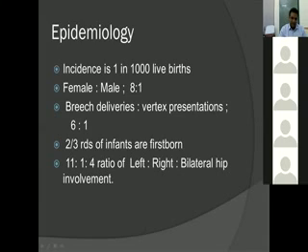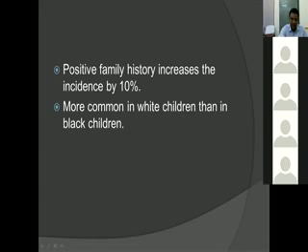The left hip is most commonly affected compared to the right, and even bilateral dislocations are more common compared to the right side. This also occurs because of the position in vertex delivery which normally occurs. That is the reason for this. The positive family history increases the incidence by 10% of chances. It is most common in white children compared to black.